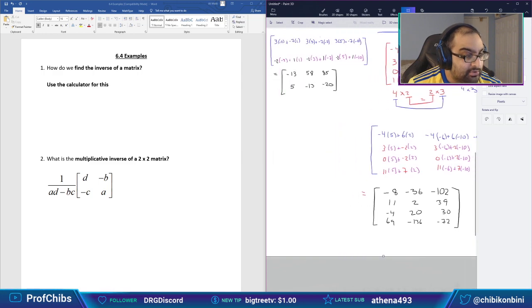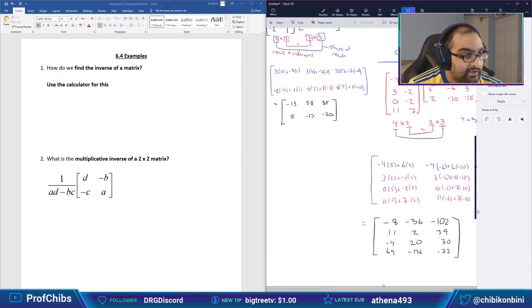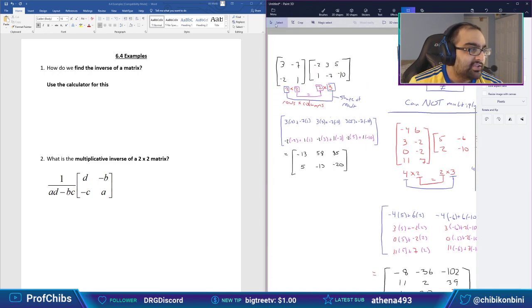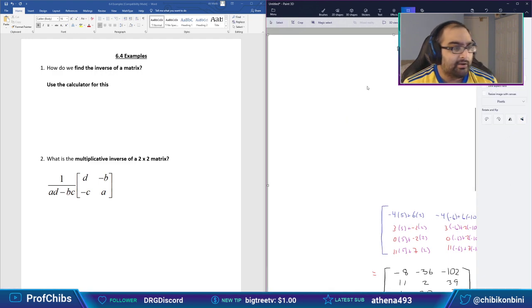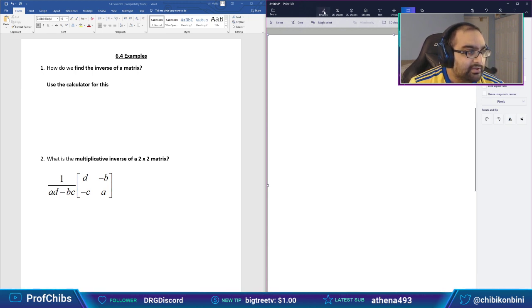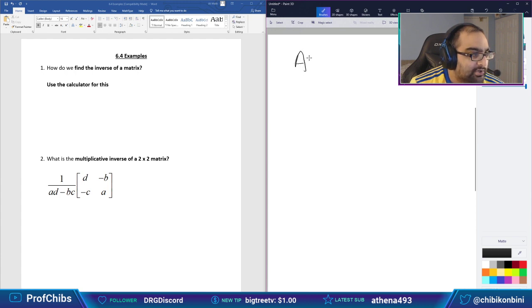Now, I could show you the long method, but it would take a while. The reason I'm not going to showcase it is because it uses a similar method to section 6.1, the Gauss-Jordan elimination method, and we didn't cover that manually. We did that with the calculator. So again, we're going to use the calculator to find this inverse. The notation for inverse is no different. If A is the matrix, then you have A inverse. That's the matrix inverse. Now, let's do an example.